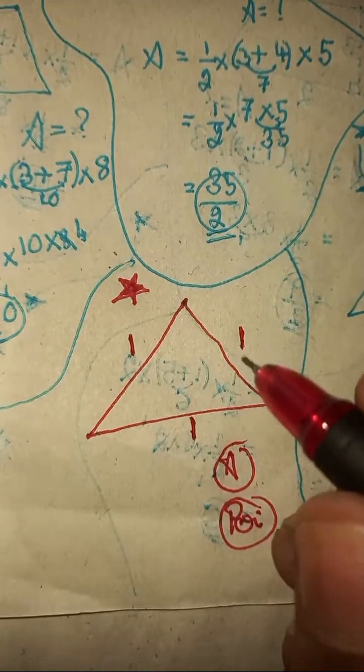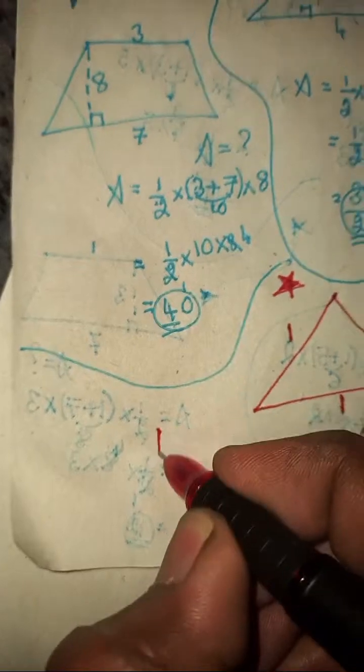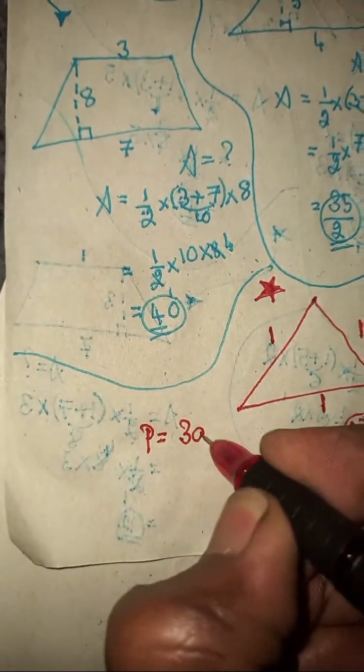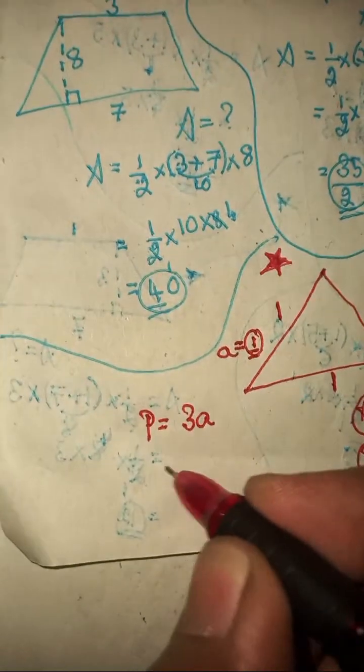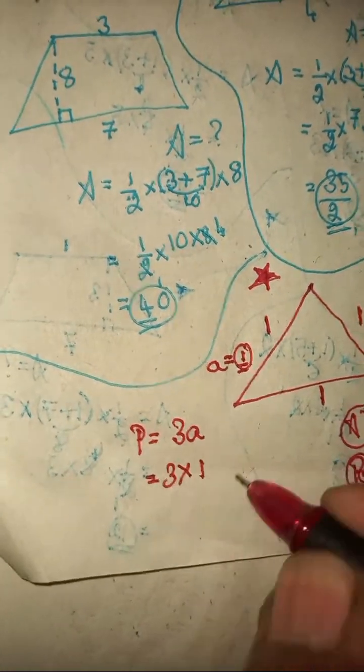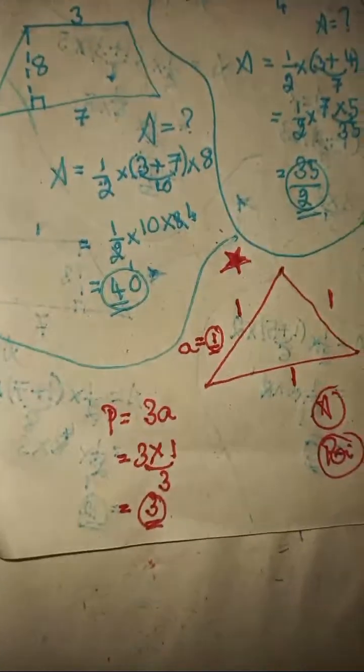When all three sides are equal, they are known as equilateral. Now you can find the perimeter as 3a. Here a is just 1 unit. 3a means 3 times 1 unit. 3 times 1 is 3. So it is 3 units.